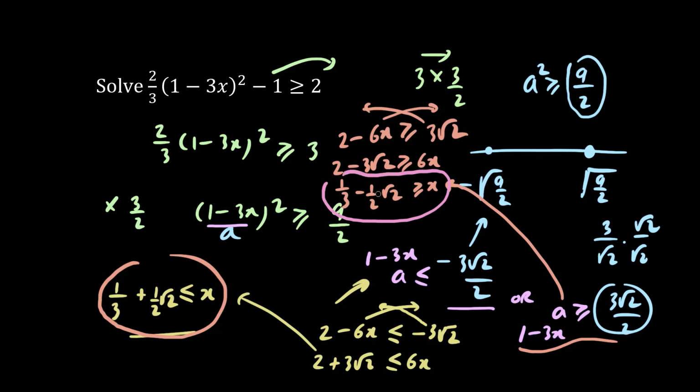By the way, this minus 1/2 root 2 is the same thing as minus root 2 over 2. And we can save some time by finding the answer here already. All we have to do is switch the positive sign to a negative sign.